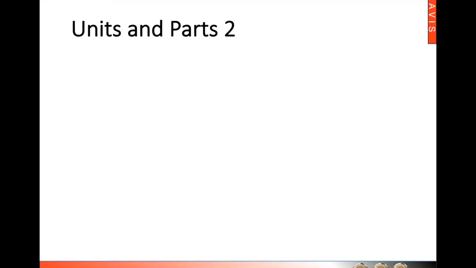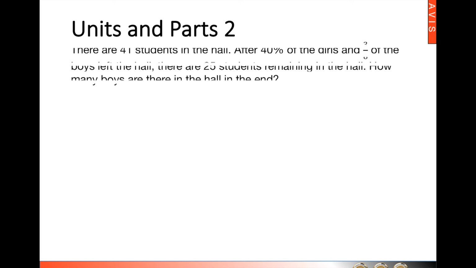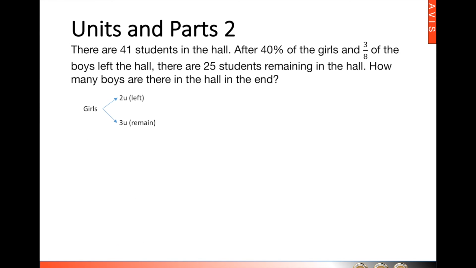Let's take a look at the units and parts type 2. Now here we have 2 variables, girls and boys. We were told that 40%, which is 2/5 of the girls, have left the hall. Therefore, we have 3/5 of the girls left. We were also told that 3/8 of the boys have left the hall. That means 5 out of 8 of the boys remain in the hall.